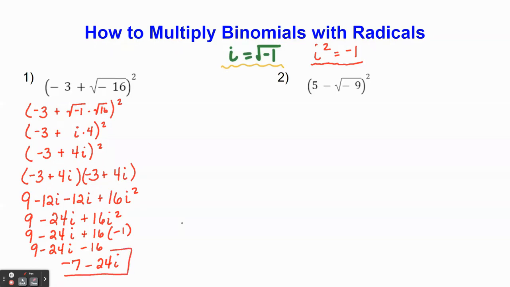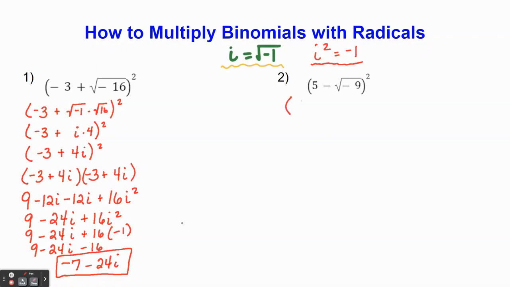And this is my answer. I've simplified as far as I can. Of course, I can't join the -7 and the -24i because one has an i, the other doesn't. All right, let's do one more like that. I think you'll see the patterns when we do the second problem.